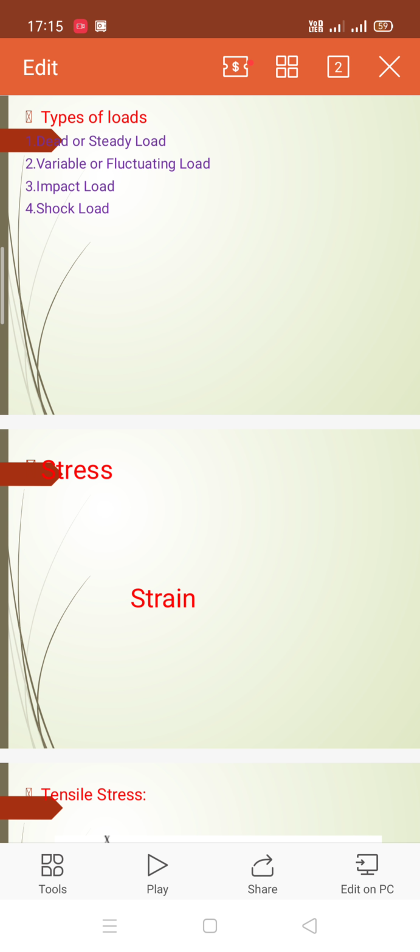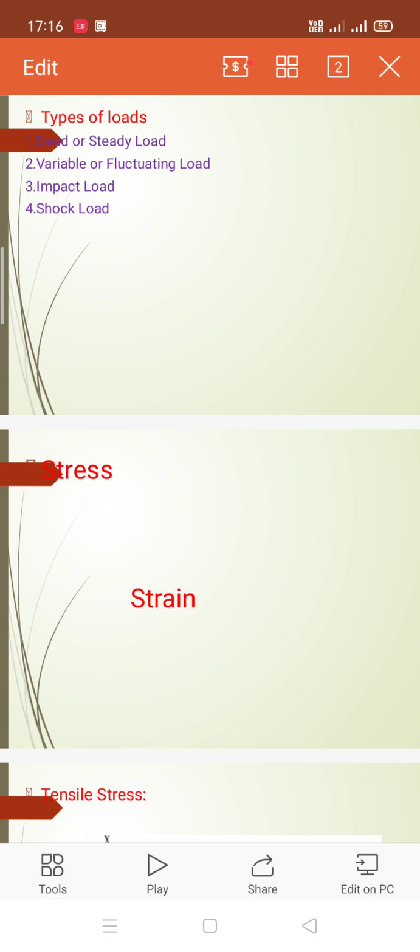First, dead or steady load. Dead or steady load means a gradually applied load which does not change in magnitude, direction, or point of application with respect to time. It can be a force, torque or twisting moment, bending moment, or a combination of these. The best example is the load acting on a column or strut.